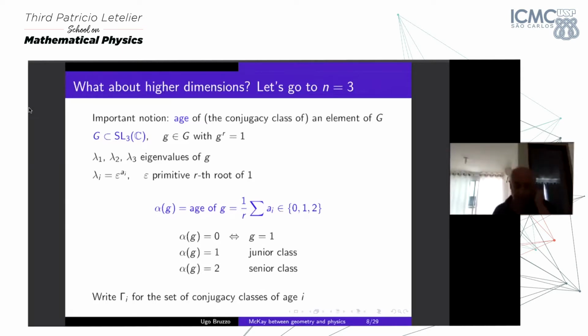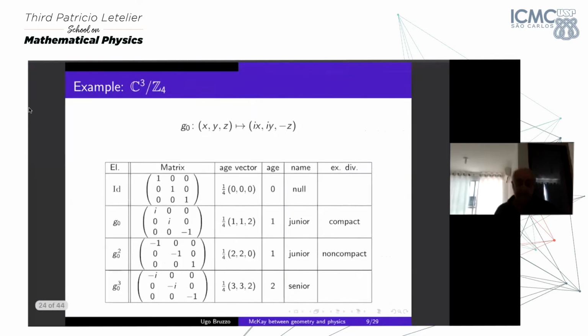And then we call the classes whose age is 1 junior, and the classes whose age is 2 senior. Okay, so we have either, up to the identity, junior or senior classes. And we write Gamma_i for the set of conjugacy classes of age i. Let me make an example which will be a kind of guiding example, simple enough to understand everything, but already with enough structure to serve as a good example.